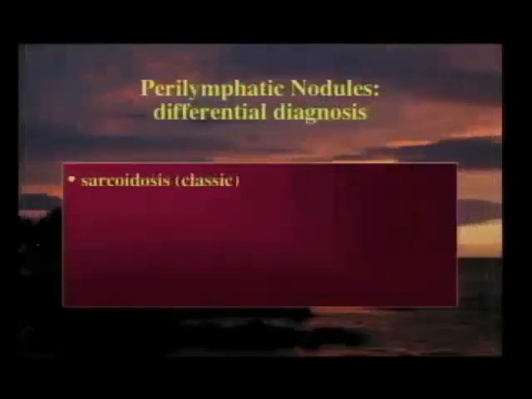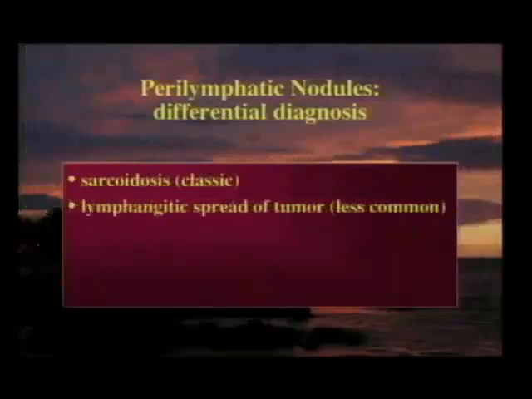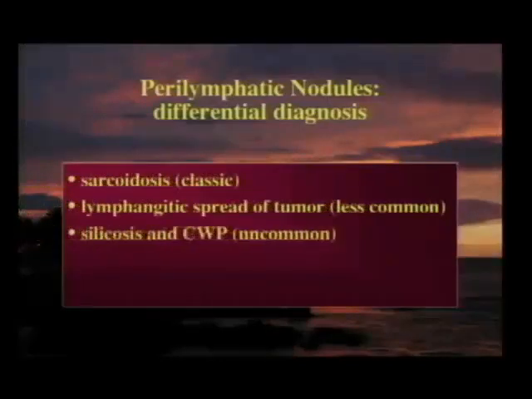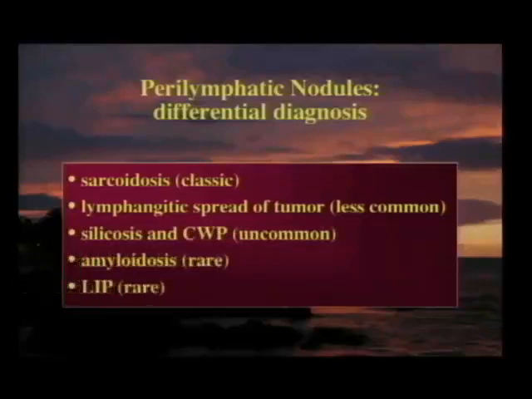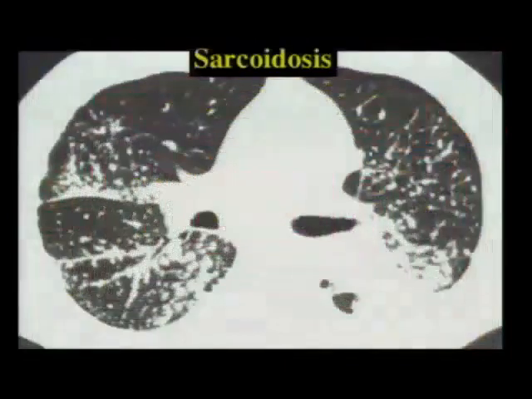Differential diagnosis of a perilymphatic pattern. Sarcoidosis is the classic example. Most patients with this distribution have sarcoid. Lymphangitic spread of carcinoma is a less common cause but may be seen. Silicosis and coal workers' pneumoconiosis also show this distribution, but it's a relatively uncommon disease unless you live in a specific part of the country. And then very rare causes, amyloid and LIP, lymphocytic interstitial pneumonia. For practical purposes, the differential diagnosis is the top 2 diseases on the list, and sarcoid is usually going to be the cause of perilymphatic nodules that we see.